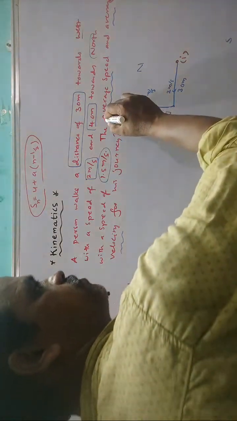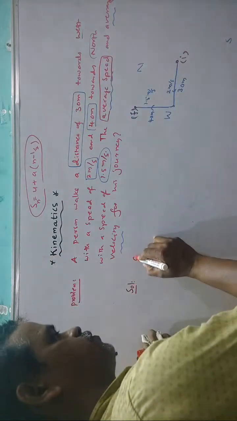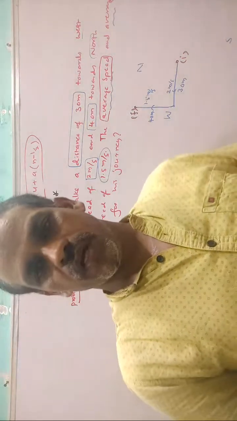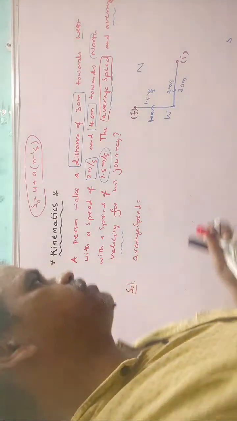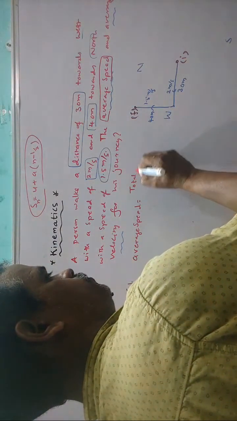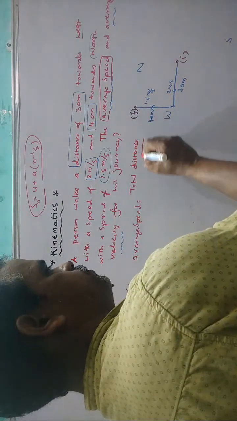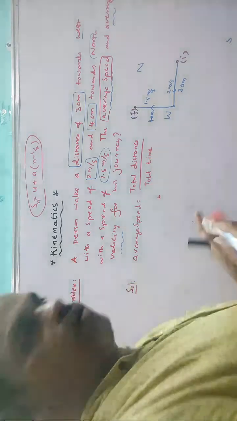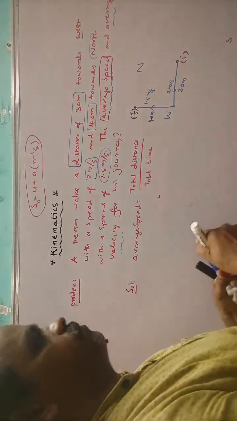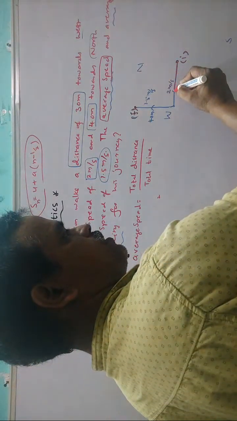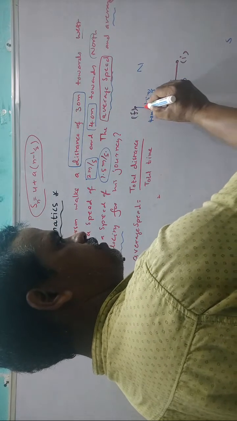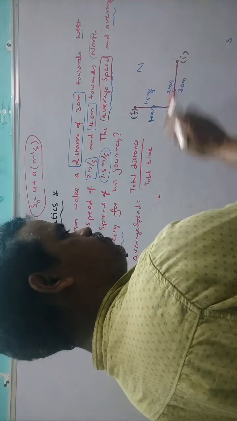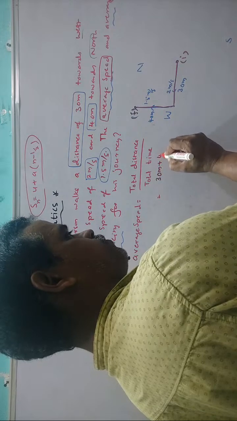So first we want to calculate average speed. The formula for average speed, do you know? Yes, already I explained to you. Average speed is equal to total distance by total time. So here he traveled from here to here 30 meter, then he traveled 40 meter, total distance is 30 meter plus 40 meter.